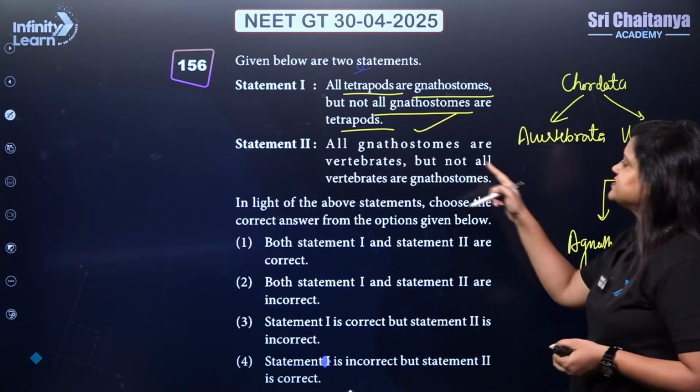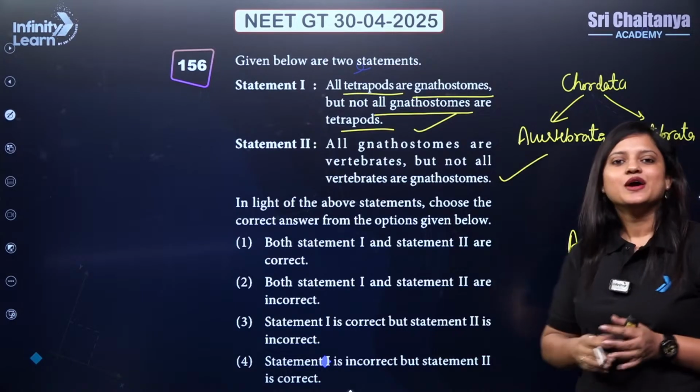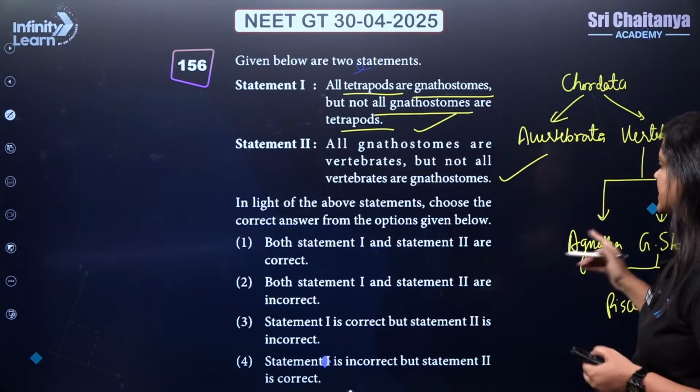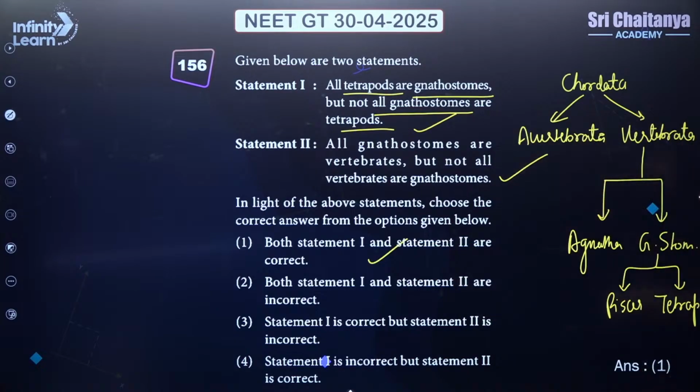All gnathostomes are vertebrates, but not all vertebrates will be gnathostomes. So this is also correct. Both the statements are correct. So the correct answer will be 1. Okay, everyone? Yes, so it is 1.